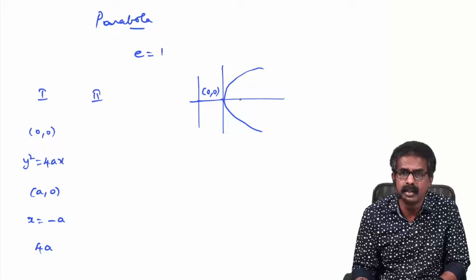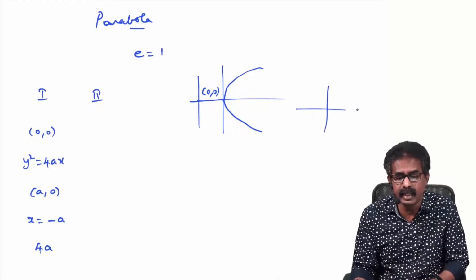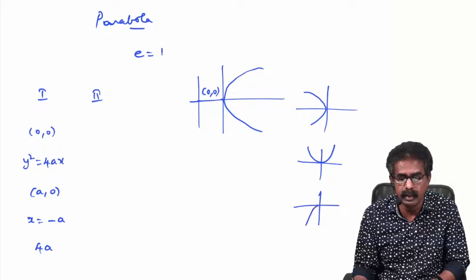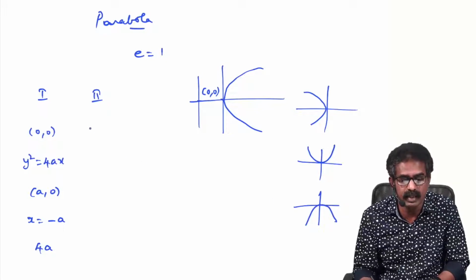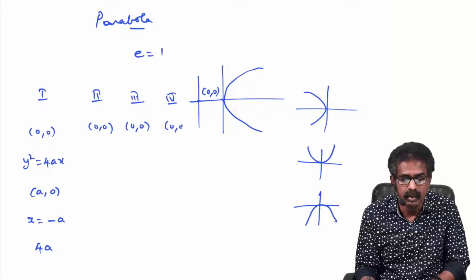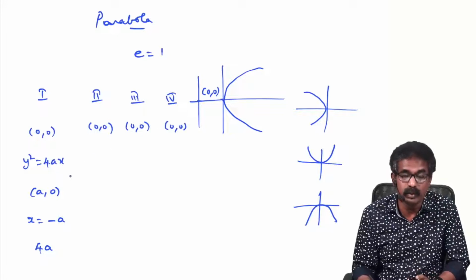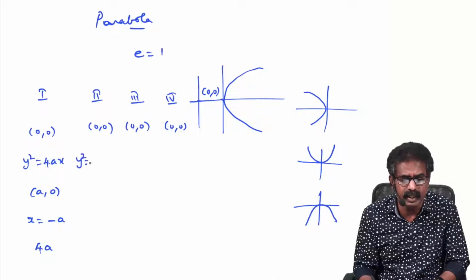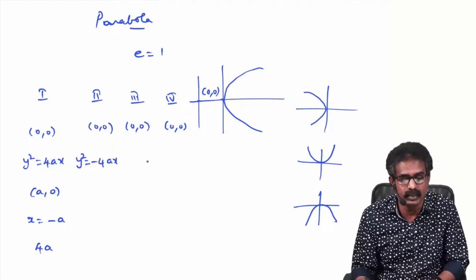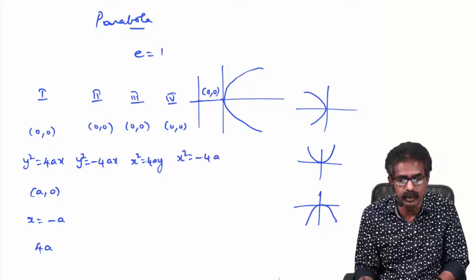Then the second type of parabola opens leftward, so the diagram will be like this. Then the third type opens upward, and the fourth one opens downward. And what changes? Vertex remains the same for all the types, right? Vertex is 0, 0 only for all the cases. Equation changes, right? First one y square equal to 4ax, second one y square equal to minus 4ax. But for the third one, x and y themselves change. So x square equal to 4ay, and the last one x square equal to minus 4ay.